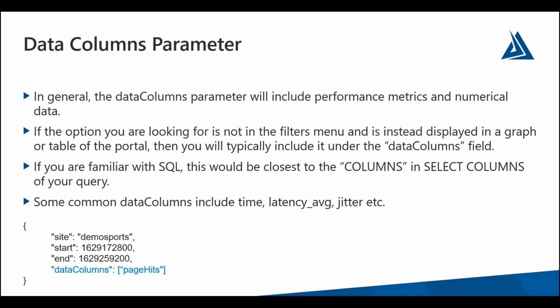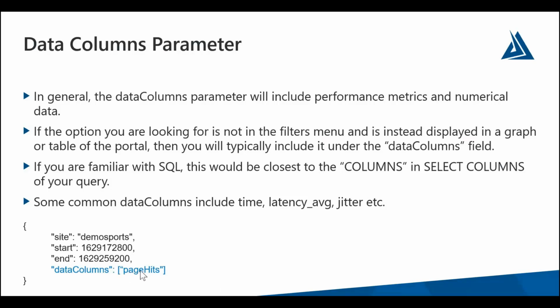All right, so the next thing is the data columns parameter. This is going to be typically performance metrics and numerical data. If the option you're looking for is not in the filters menu and it's something that's displayed in a graph or table of the portal, then you're typically going to include it in the data columns field. If you are familiar with SQL, this is basically the select clause of your SQL query, if you will. Some of the common ones are time, latency average, jitter, etc.